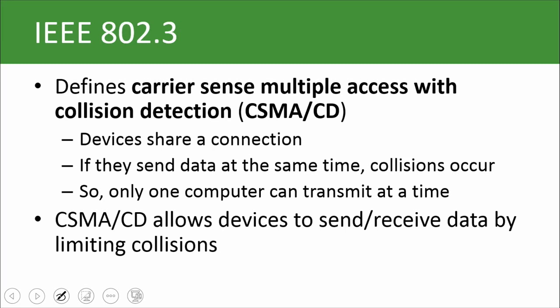802.3 defines something called carrier sense multiple access with collision detection. You'll commonly see this referred to as a pretty lengthy acronym, CSMA/CD. What happens with CSMA/CD is that devices share a connection, and if they send data at the same time on that connection, collisions can occur.